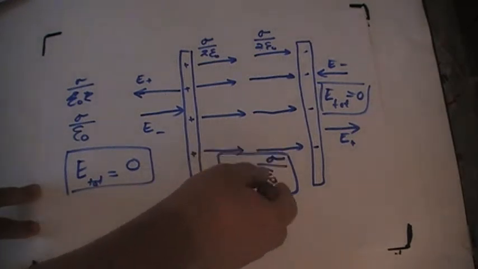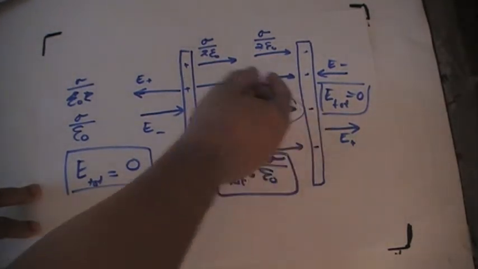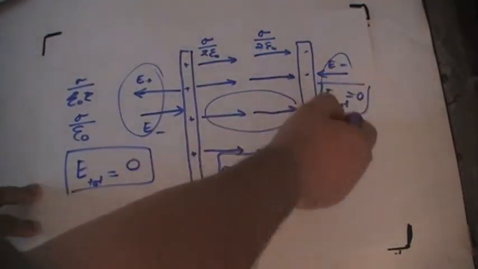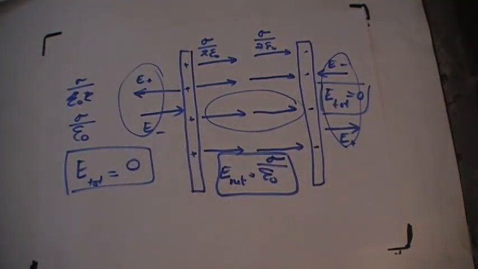So the electric field between the plates adds, because you add the vectors in the same direction. The electric field outside subtracts because they're in opposite directions, and the same thing on the other side, because they're in the opposite direction.